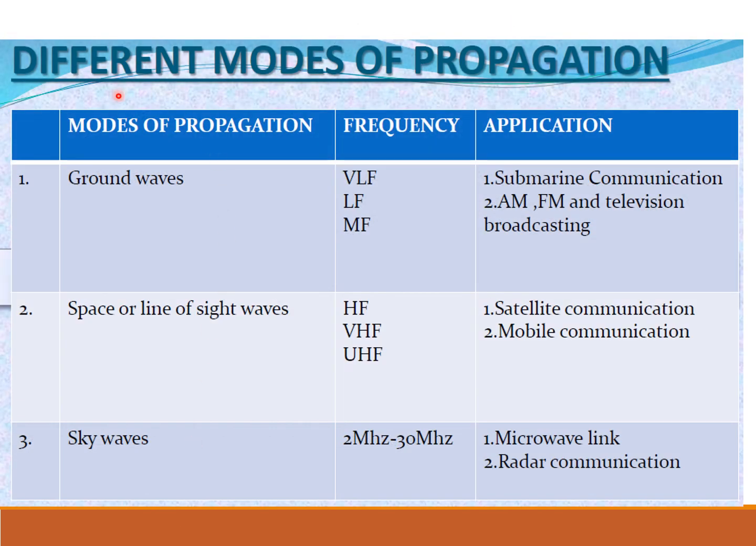This slide shows the comparison of different modes of propagation. You have ground waves, very low frequency and medium frequency, that is used for submarine communication, AM, FM, television broadcast. Space or line of sight waves, high frequency, very high frequency and ultra high frequency. It is mainly used for satellite communication and mobile communication. Sky waves, 2 megahertz to 30 megahertz, microwave link and radar communication.